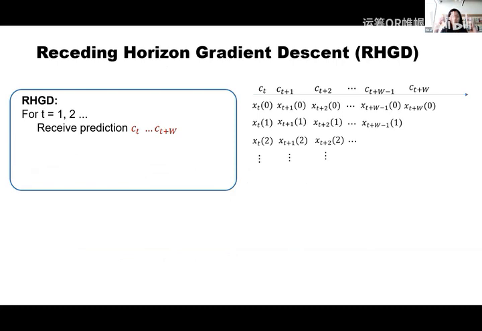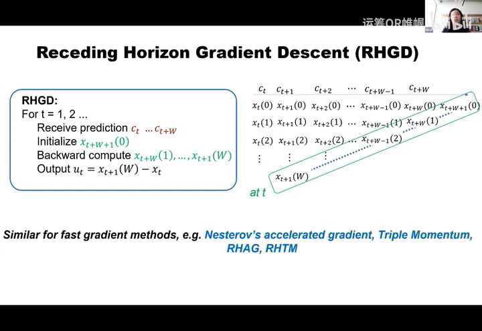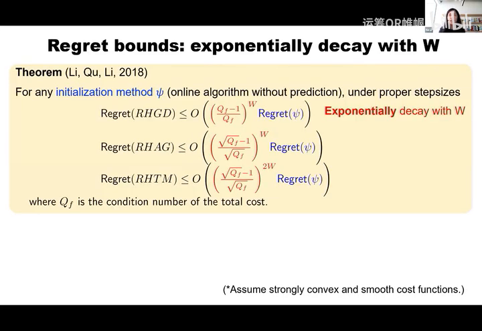So putting this together, what is the online optimization control algorithm we can use? Each time I receive the prediction, and then I initialize a new state. I backward compute all the states until getting the xt plus 1 w, and then with the control action, you're just going to subject the xt. Because of this setting, we can use any kind of gradient algorithm, other fast gradient algorithms can be implemented in this setting. And the analysis actually becomes very simple.